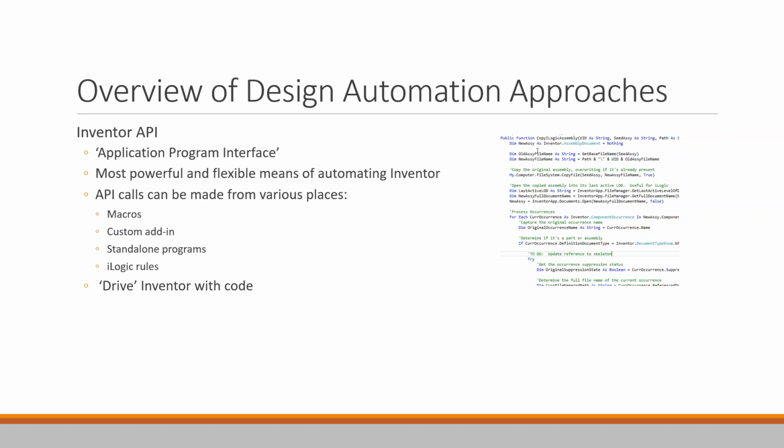And you can access the API in lots of different ways. It doesn't have to be a standalone program that you write or an add-in that you write. iLogic is a great window into using the API. You can make API calls from an iLogic rule. And I think if your iLogic rule gets beyond a certain level of complexity, it's almost inevitable that you're eventually going to want to interact with the API directly in some form.